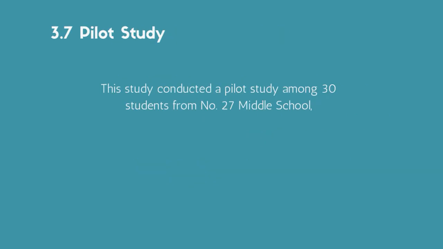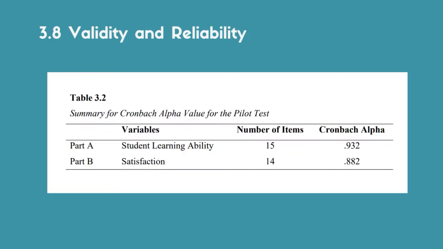This study conducted a pilot study among 30 students from No. 27 middle school. According to the data collected and analyzed in the previous study, the Cronbach alpha value obtained by the researchers is shown in this table. The reliability value is fairly high. Therefore, the items in the questionnaire have strong reliability and acceptability.